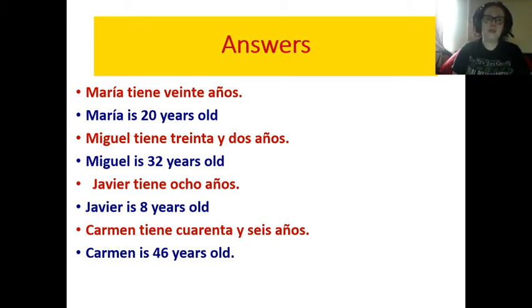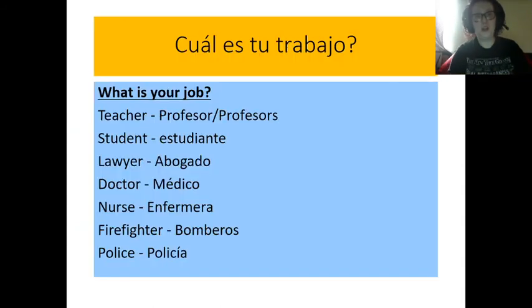Javier tiene 8 años. Javier is 8 years old. Carmen tiene 46 años. Carmen is 46 years old. Did you get them right? Don't worry if you didn't. You can always practice whenever you like with your numbers, because at the end of the day, practice makes perfect. Keep going over them, give yourself little exercises, and of course, if you need any help, just give us a shout.